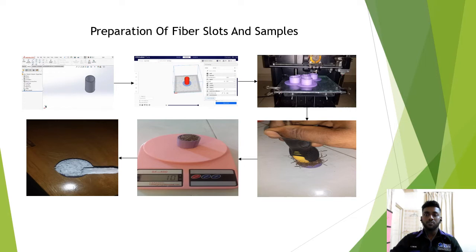After the printing process was done, we insert the fiber into the fiber slot according to the mass mentioned in the table, and then we use a weighing scale to find the exact mass. For the sample with binder, we apply binder. Without binder, we don't need to add any kind of binder.